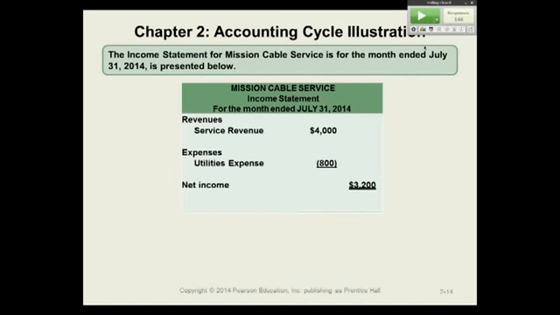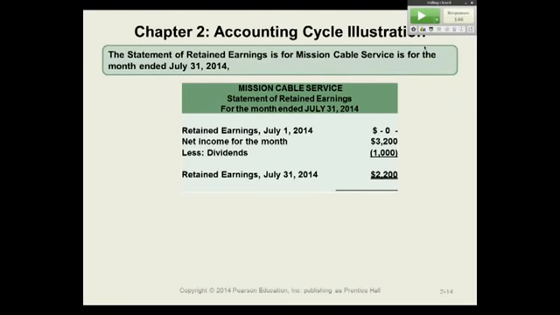It would be beginning retained earnings. How does retained earnings go up? Net income, revenues, and expenses. How does it go down? Dividends or a net loss, but dividends. So in our example, we're going to have a very simple statement of retained earnings, and that is beginning retained earnings, which happens to be zero in this example. You have net income for the month, $3,200. You paid $1,000 in dividends, and the ending retained earnings balance is 2,200.